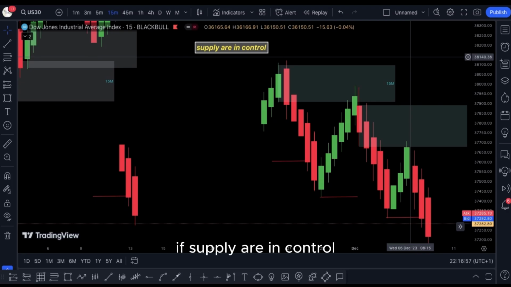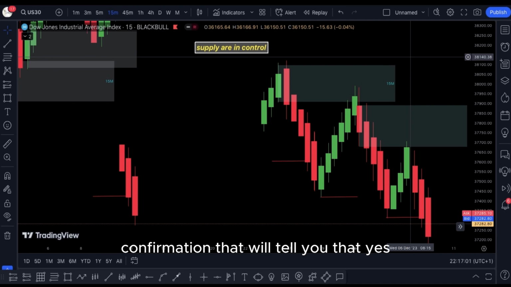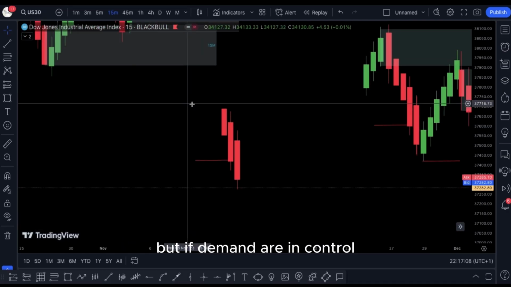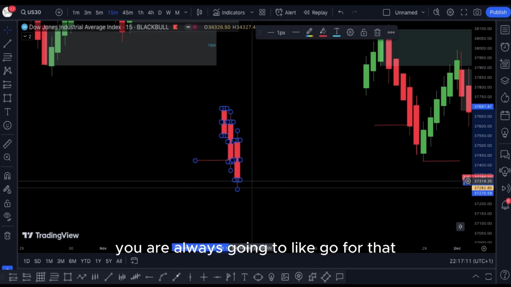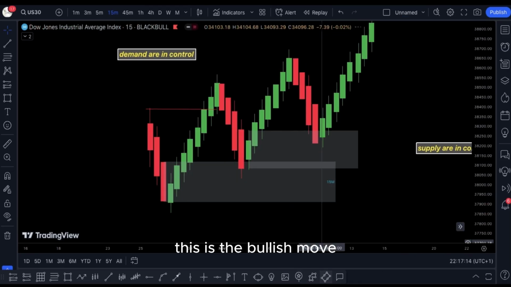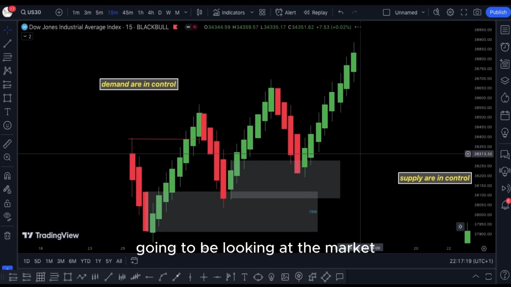If supply is in control, you are always going to be looking for that confirmation that will tell you that yes, supply is in control so that you are going to be selling. But if demand is in control, you are always going to go for that bullish move. So this is the diagram and how you are going to be looking at the market.